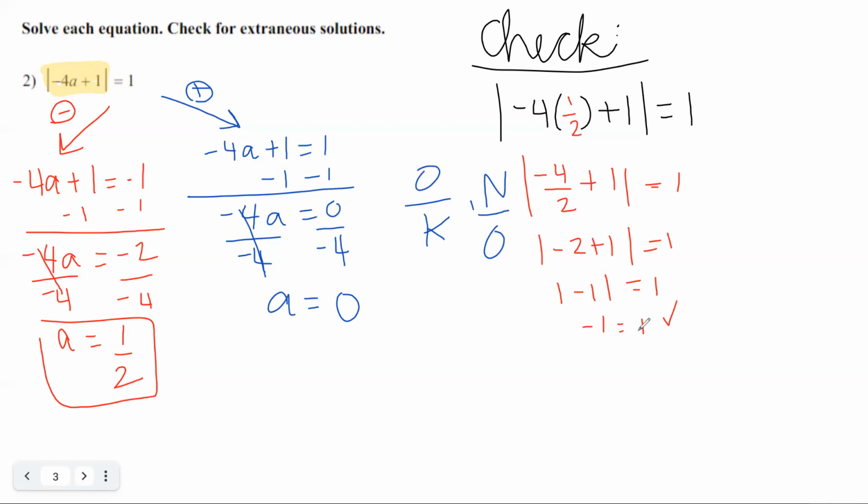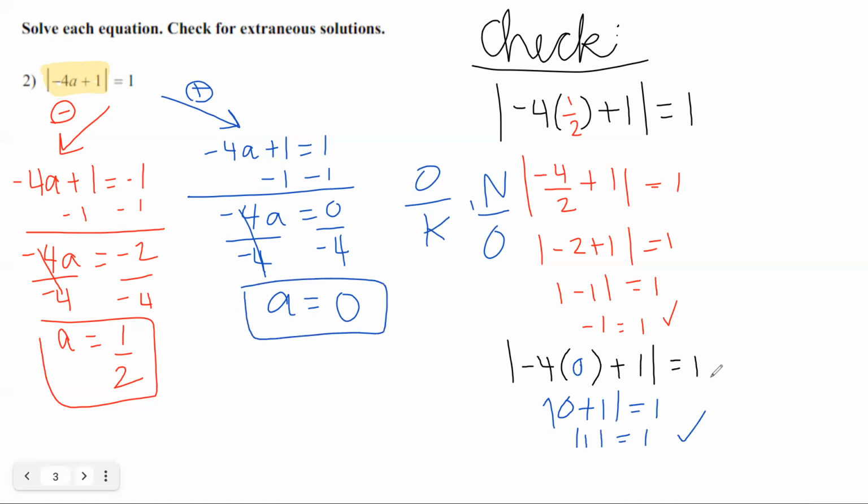Excuse me. Let's check the second solution. |-4 times a plus 1| is equal to 1. But for a, we're going to substitute in 0. Simplify inside the parentheses. Anything times 0 is 0. So I just have 0 plus 1. Is that equal to 1? Is the absolute value of 1 equal to 1? It sure is. So a is equal to 0 is also a solution.